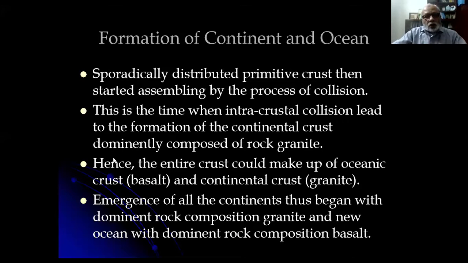So in this way, we could have the entire Earth's surface composed of oceanic crust, that means the basalt, and the continental crust, the granite. So emergence of all the continents thus began with dominant rock composition granite, and new ocean with dominant rock composition basalt.